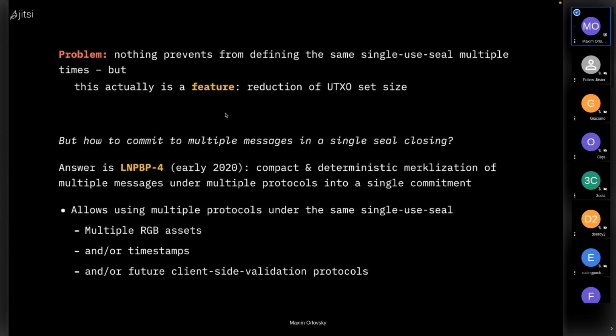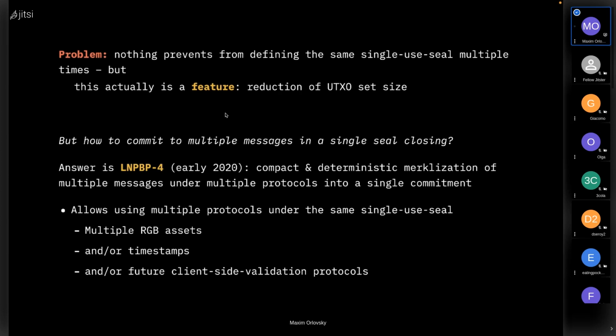And we were happy with that until in the same 2019, we discovered the problem that there is nothing that prevents defining the same single-use seal, the same transaction output, multiple times. And while we can try to ask the wallets and the software vendors to avoid that, we can't actually prohibit that, but we can ask them not to follow this bad practice. It actually happened that this is not a bad practice. This is a good practice and a feature of the protocol of the single-use seals, because it allows us to reduce the UTXO set size.